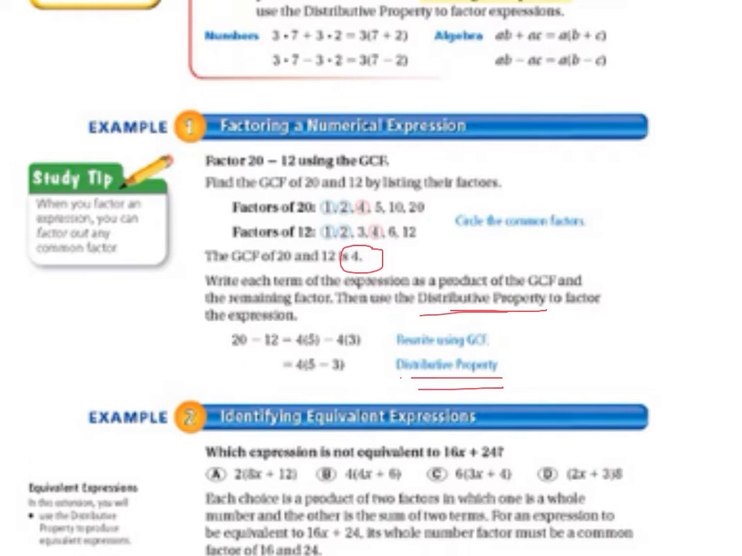Now let's take a look at our study tip to the left. It says, when you factor an expression, you can factor out any common factor. So we're using the greatest common factor, but you can factor out any common factor.